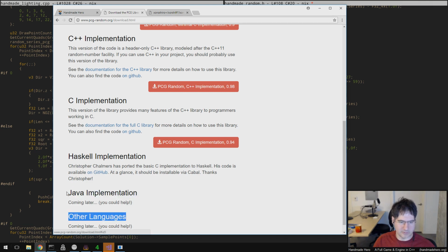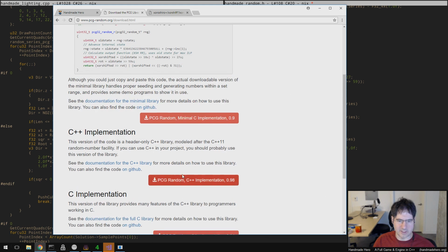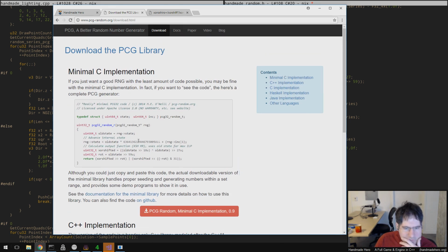Looks like if someone wants to implement it in Java or Rust, I don't know if she's taking contributions. So yeah, I'm not sure about that one part right there, but I guess that rolls the XOR shift into it.